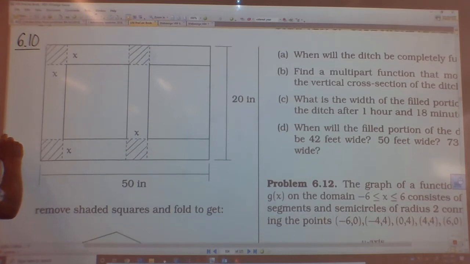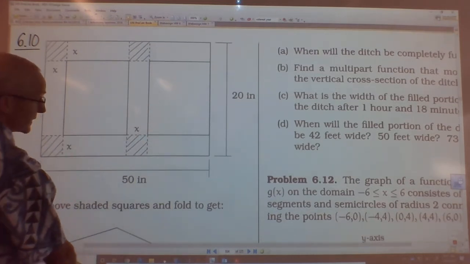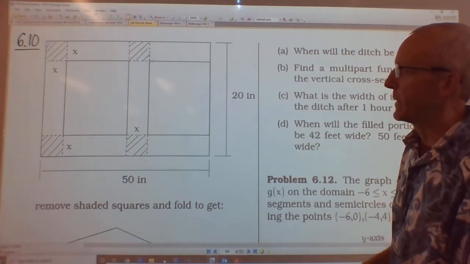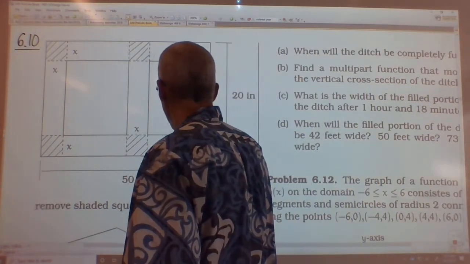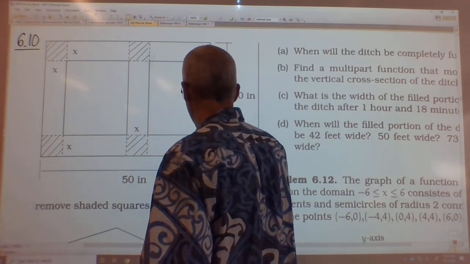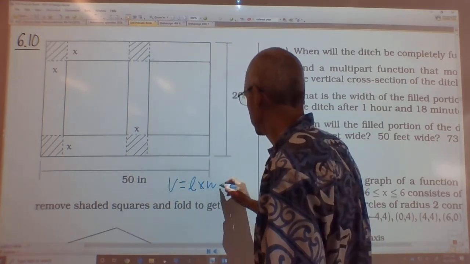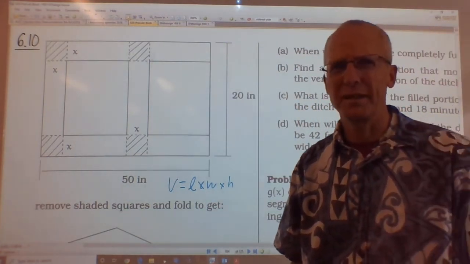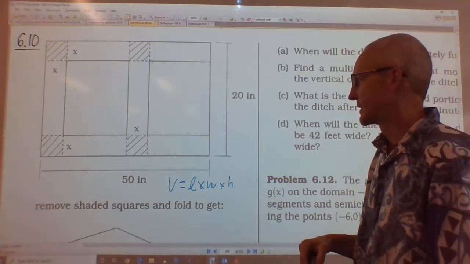Okay, they say you have a piece of cardboard 20 by 50 inches. So part A says, what is the volume of the box? Okay, so we know that volume is length times width times height, not plus times height. It's just a rectangular prism, I think is what you say, a box.